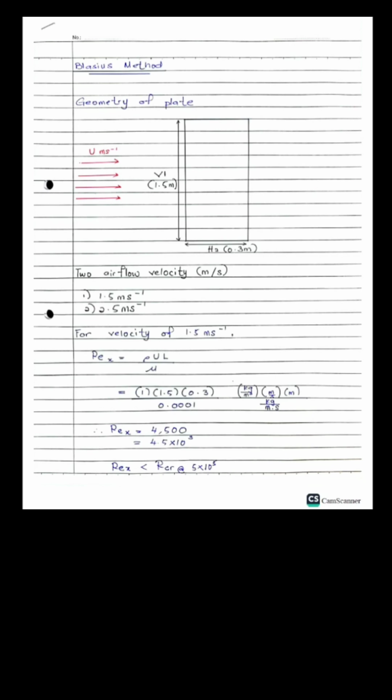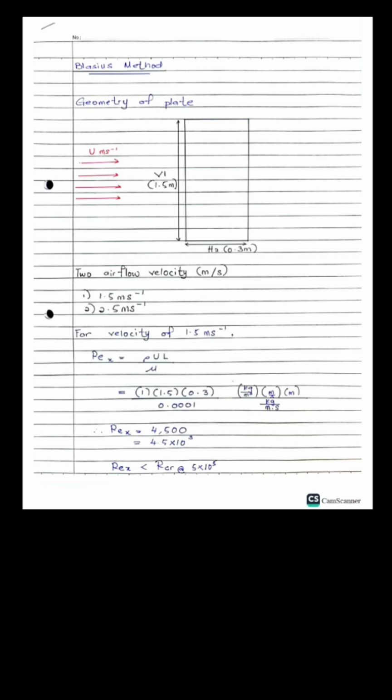Before moving on with the calculation, this is the geometry of the plate, where V1 is the height, which is 1.5 meters, and H2 is the length, which is 0.3 meters, and on the left, written in red, is the airflow velocity in meters per second. In this assignment, we have two airflow velocities, which are 1.5 meters per second and 2.5 meters per second. For the first part, we start with a velocity of 1.5 meters per second, where in order to find the boundary layer thickness and so on, we have to find the Reynolds number first.